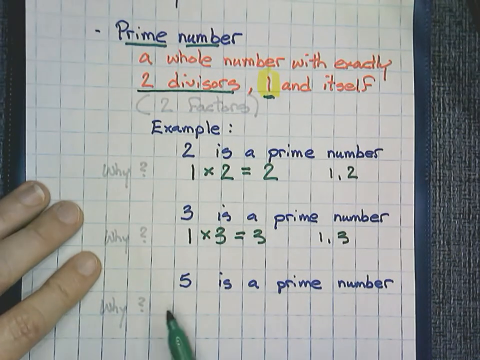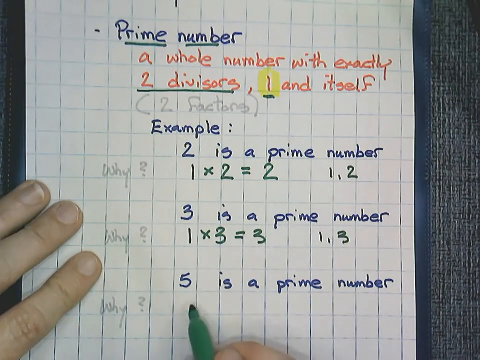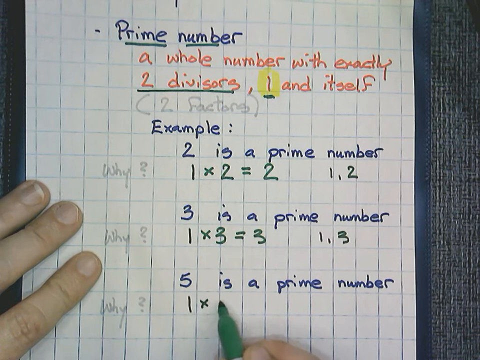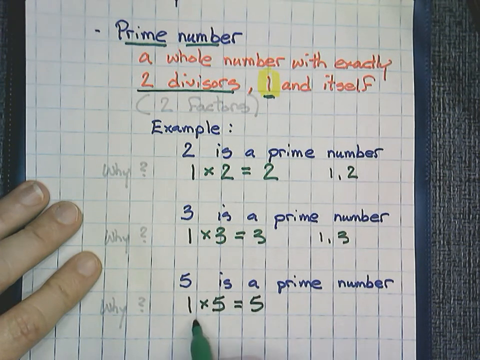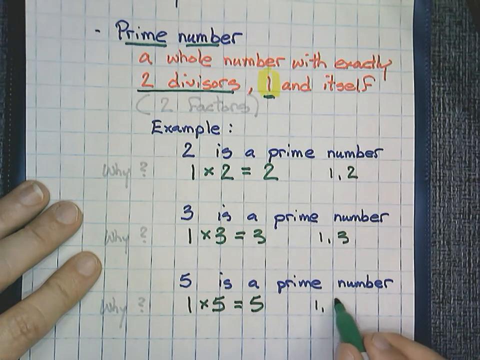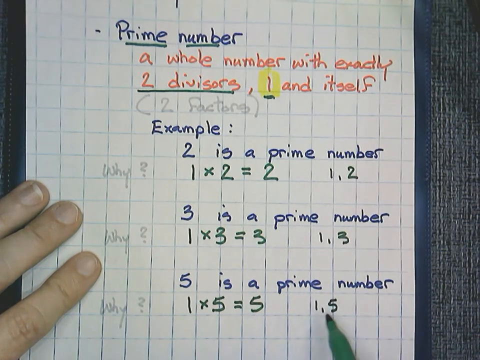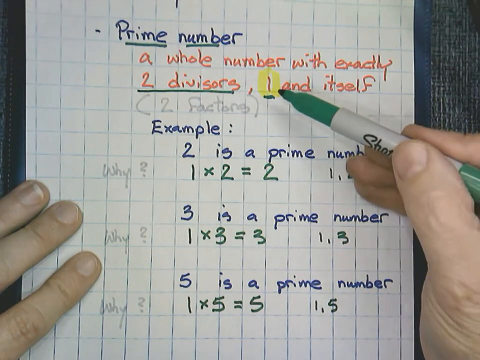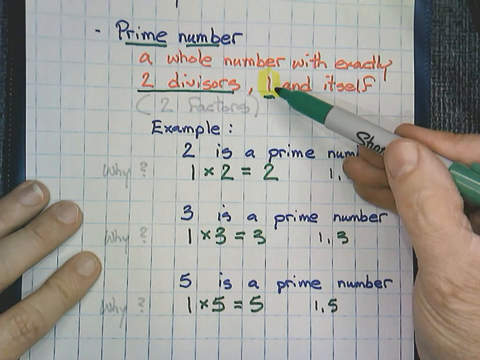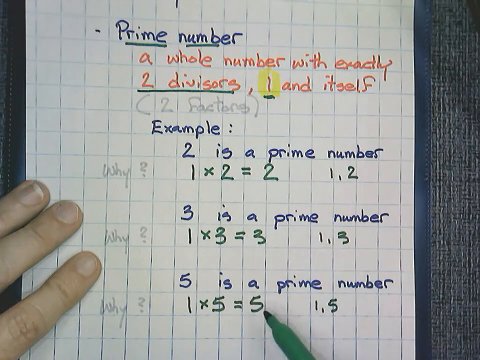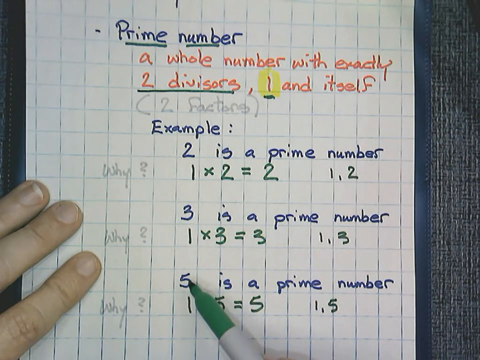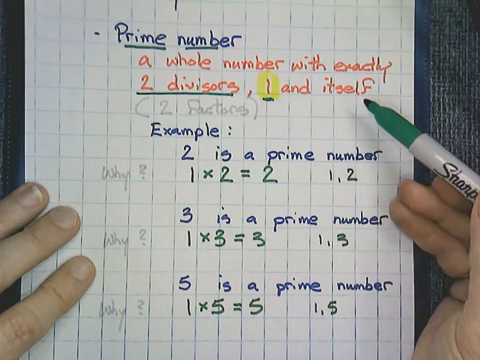5 is a prime number. Why? Same thing. The only way to get 5 is 1 times 5. If I listed that, our factors would be 1 and 5. Remember, 1, according to our definition, and itself. By that we mean, here's 5, and you can see that one of the factors of 5 is 5. That's what we mean when we say itself.